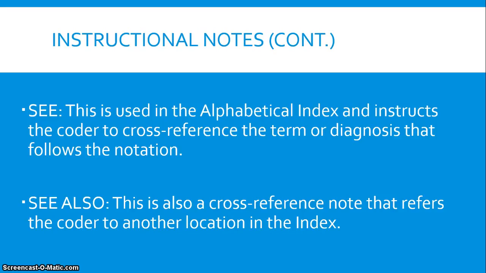See. This is used in the alphabetic index and instructs the coder to cross-reference the term or diagnosis that follows the notation. See also. This is also a cross-reference note that refers the coder to another location or main term in the index.